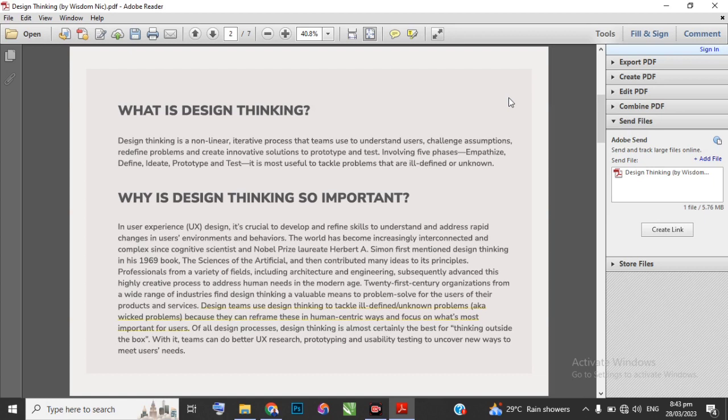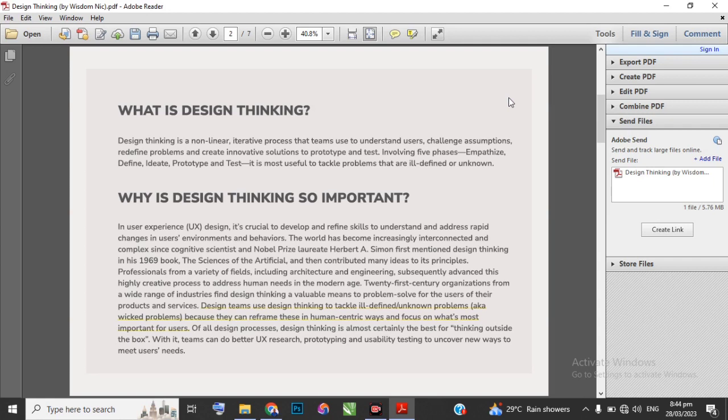The design thinking process involves 5 phases. You understand? We have the empathize, define, ideate, prototype, and test phases. Now I'm going to explain each of these phases. So why is design thinking so important? Design teams use design thinking to tackle ill-defined, unknown problems, aka wicked problems, because they can reframe them in a human-centric way and focus on what's most important for the users. I will explain this, don't worry.